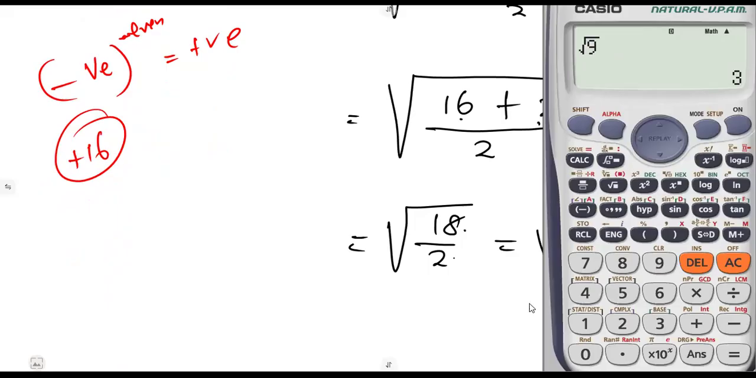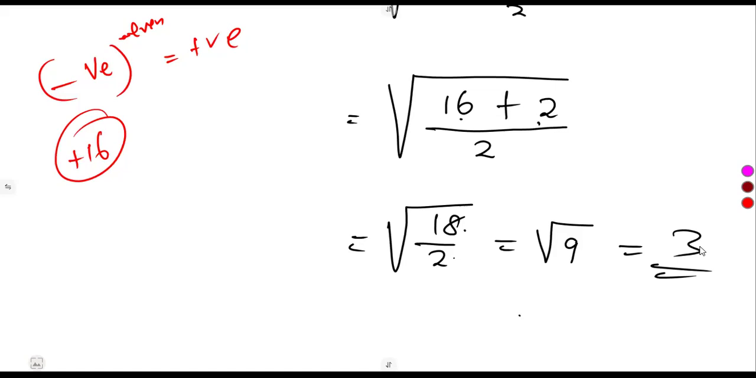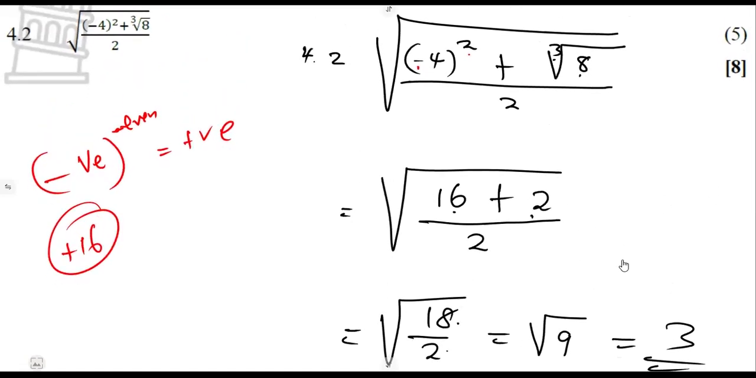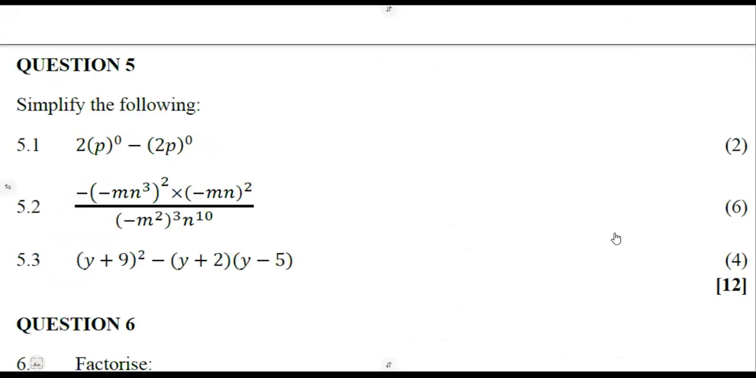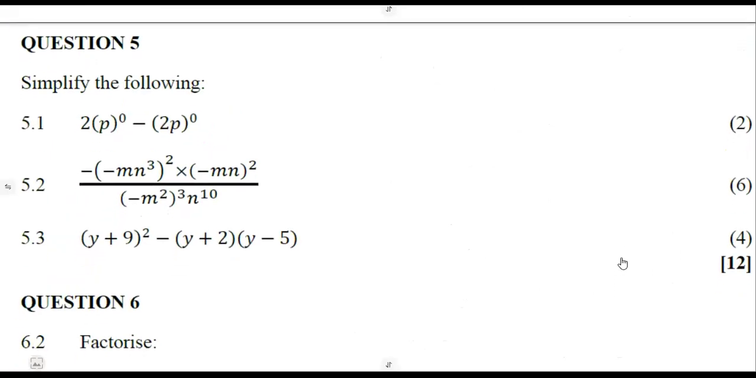Square root of 9, which is what? Which is a 3, in whatever part that you be given. Use your calculator, guys. Be with the calculator for the verification of what you are doing.